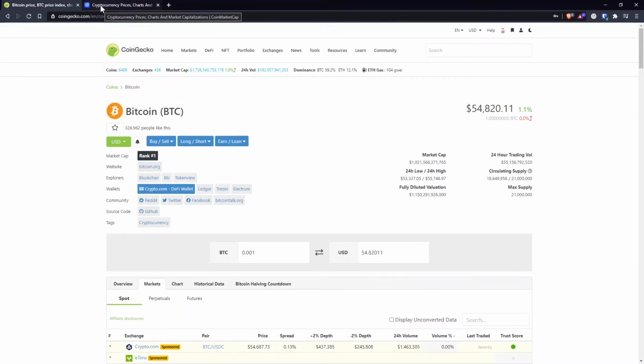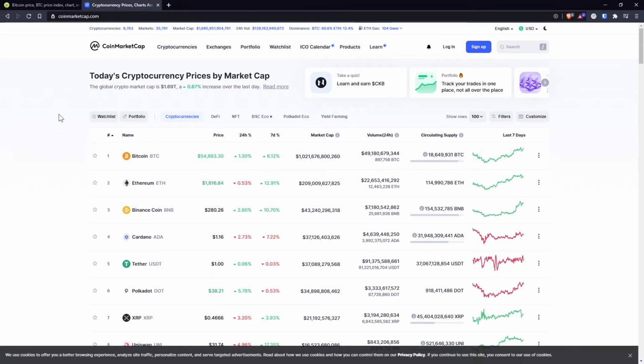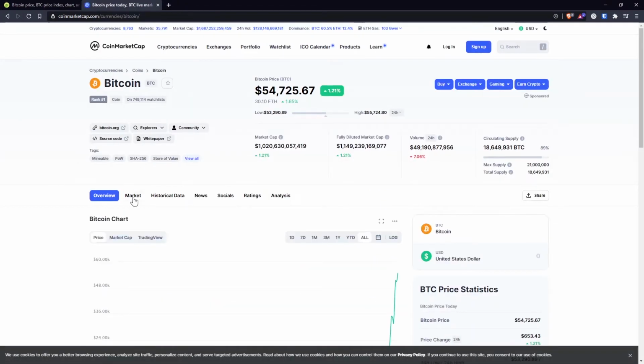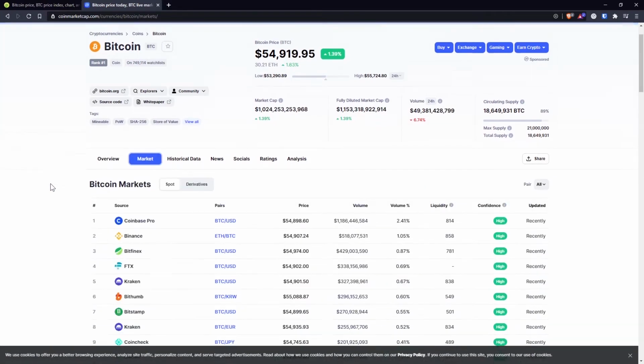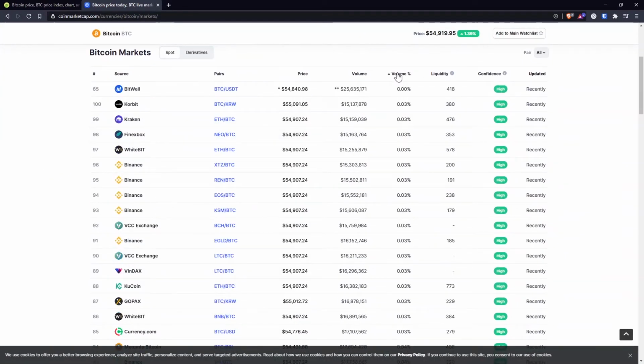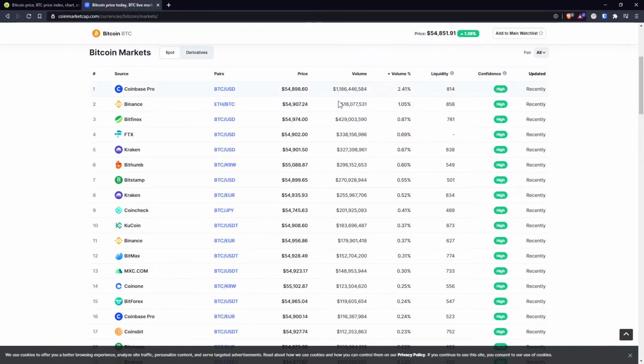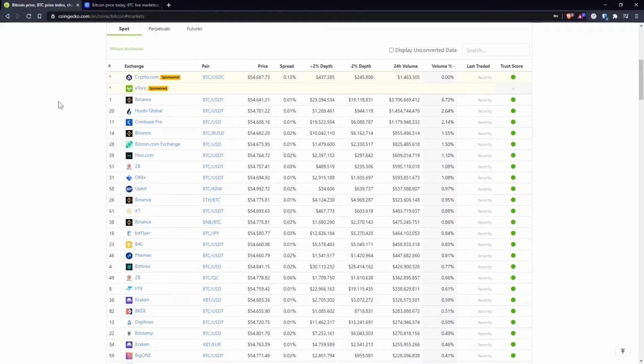If you want to do the same thing on CoinMarketCap, you can just go and find Bitcoin right here. And then if you click on market, you'll see the same thing. You can even sort by volume, and you'll see what's reported here. The data from CoinMarketCap and CoinGecko will sometimes differ. As you can see, Coinbase Pro here is the number one on volume, and that's because they have a different way of ranking these exchanges and the way they measure the volume traded.